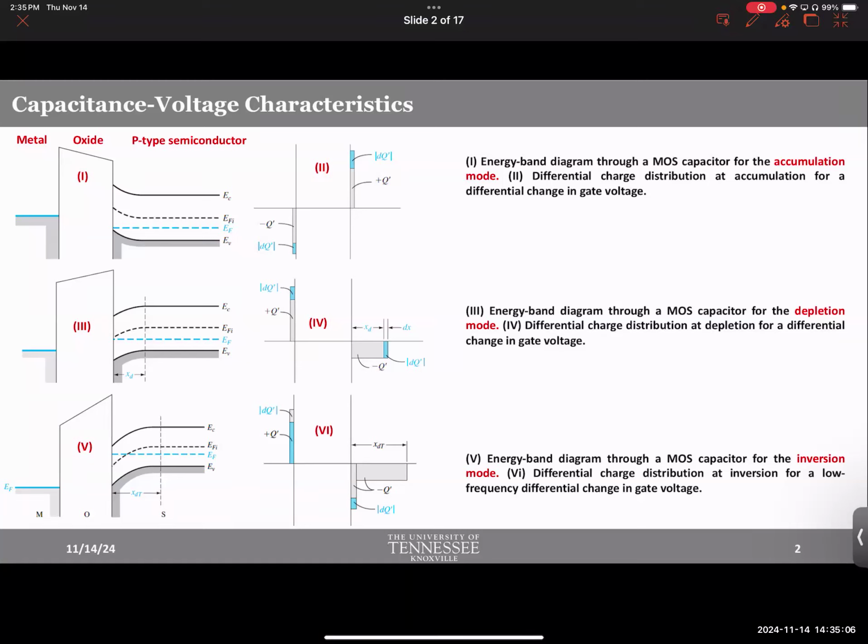Why capacitance, you might ask? Capacitive properties determine the speed of a device. Okay? So there you go. Do you care about the speed of a device or not?